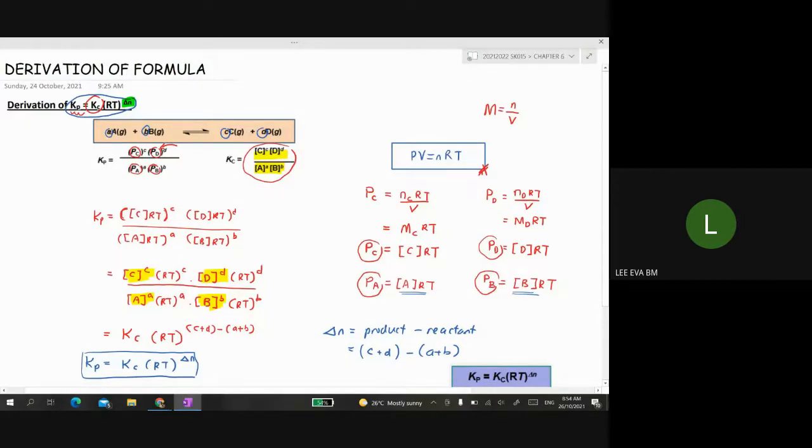Like just now, if we want to find PA, we try to rearrange back your PV and RT over V. So N over V is concentration, so MRT. We only change its symbol from M to the square bracket. Usually we use capital letter M as a symbol, right? But in this case, because we want to express the KC expression, we're using the square bracket RT. Okay, madam, understood. The same goes for PB. So PA, PB, PC, PD, they are all similar.